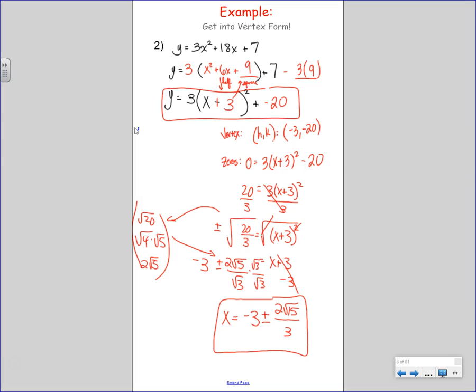Negative 18 plus or minus square root of 18 squared minus 4. Who's A? 3. Who's C? 7. All those are positive? Okay. All over 2A.